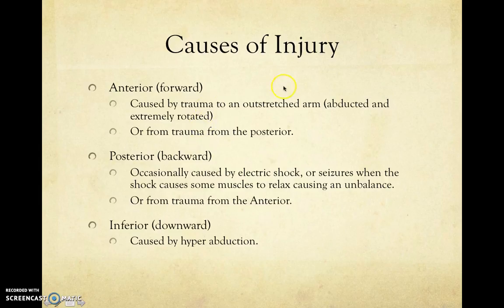Posterior or backwards dislocations are occasionally caused by electric shock or seizures, as I said earlier. This is because the shock or relaxation of some of these muscles in the rotator cuff, which I'll cover later, causes an imbalance between the muscles in the shoulder, which therefore causes one side to pull it more, which pops out the shoulder. This can also be caused by trauma from the anterior side or forward side, so that causes the shoulder to pop out backwards.